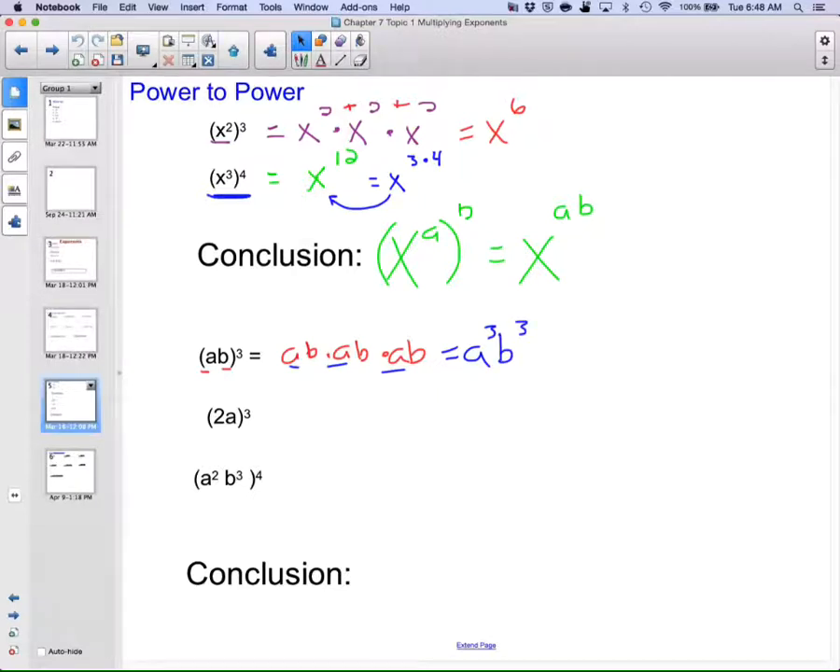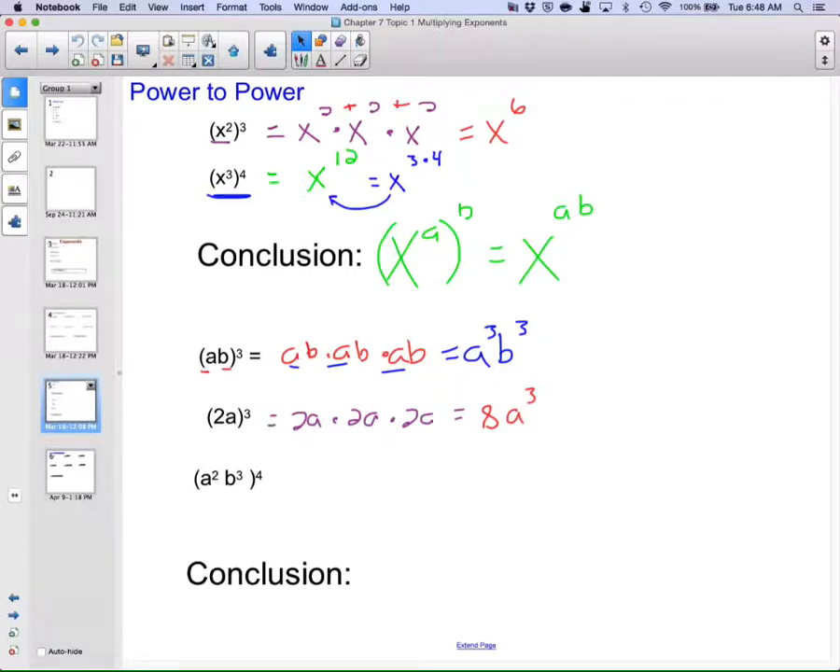Okay, let's look at the next one. 2a cubed. 2a, 2a, 2a. 2 times 2 times 2, so remember the numbers have their own normal properties of multiplying. 2 times 2 times 2 is 8. So 8 times a cubed.